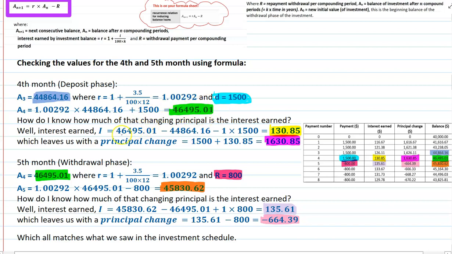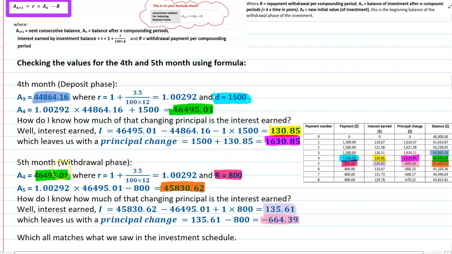From there, I work out my interest by subtracting the two balances, and then I minus the deposit, and that gives me $130.85. And the principal change is therefore the deposit plus the amount of interest earned, which gives us a change in principal of $1,630.85.